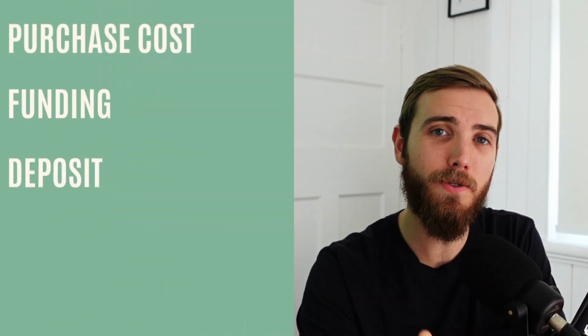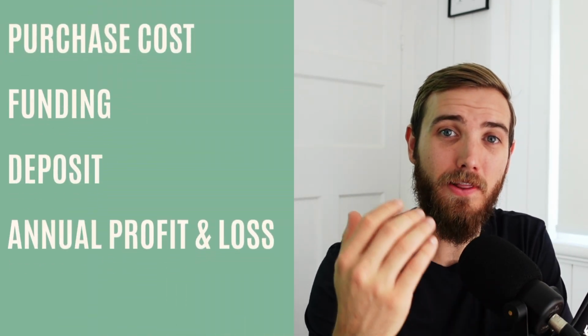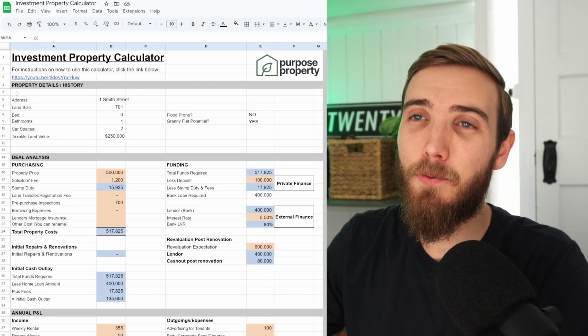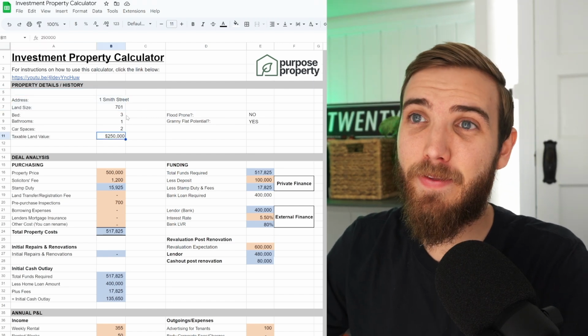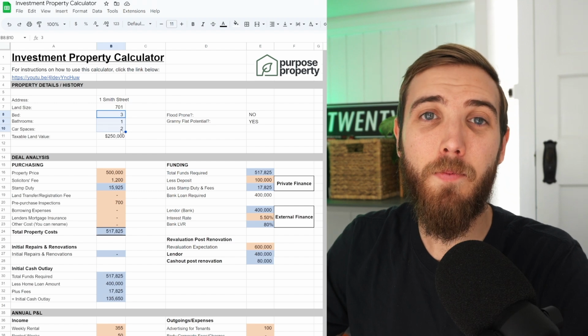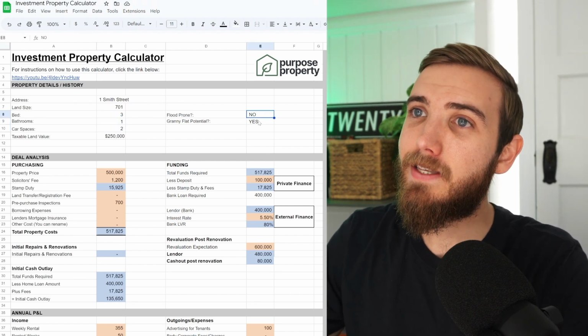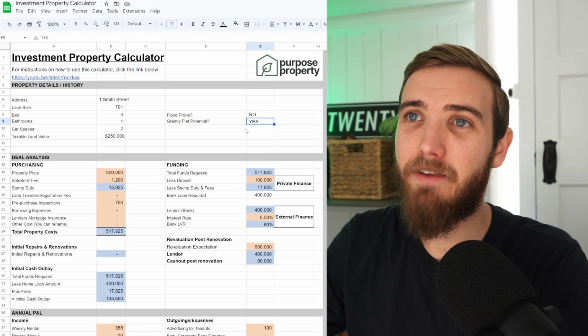So you can look at the purchase costs, your funding, your deposit, and the annual profit and loss, which is what we're going to focus on today. As you can see here in this example property, we've got 1 Smith Street on 700 square meters. There's $250,000 of land value and it's a 3-bed, 1-bath, 2-car property. It's not flood prone and it does have granny flat potential.